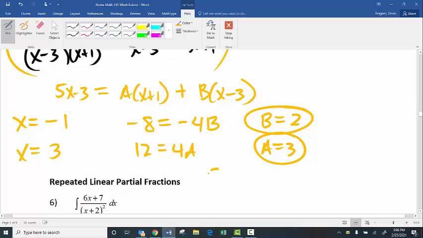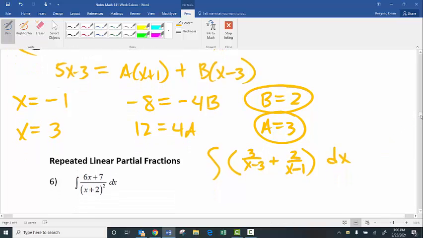All right, so your integral, parenthesis, you have 3 over x minus 3 plus 2 over x minus 1, end your parenthesis, and then a dx. So now you're in business. You can integrate that. Both of these are natural log integrals. So the integral of 3 over x minus 3 is 3 ln absolute value x minus 3, end your absolute value, plus 2 ln absolute value x minus 1, end absolute value, plus c. And you have your answer then. So we turned it into something you can integrate.